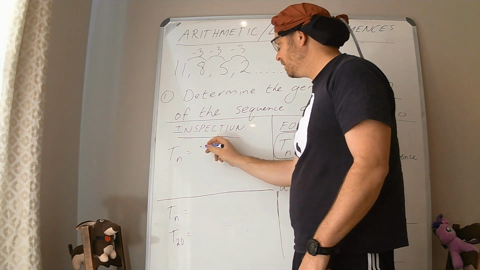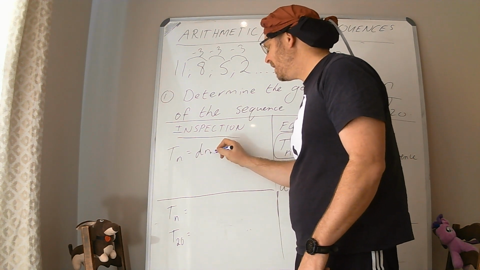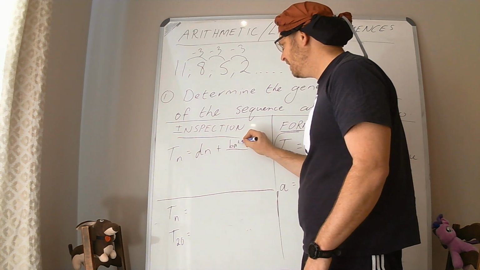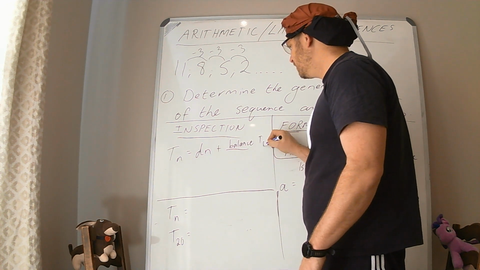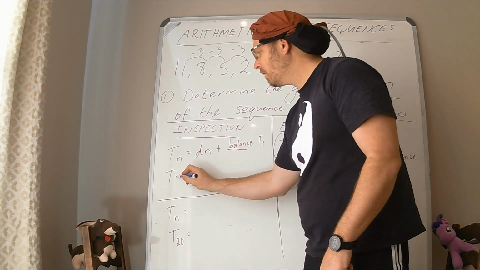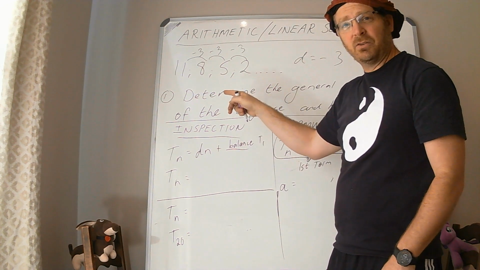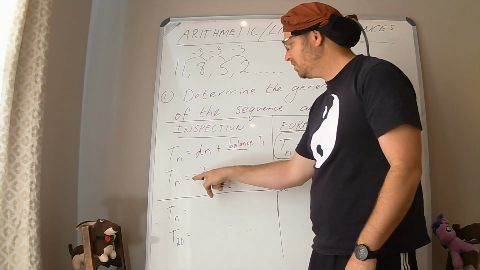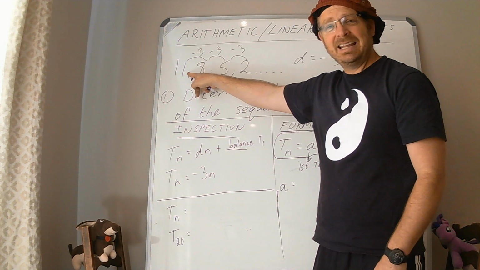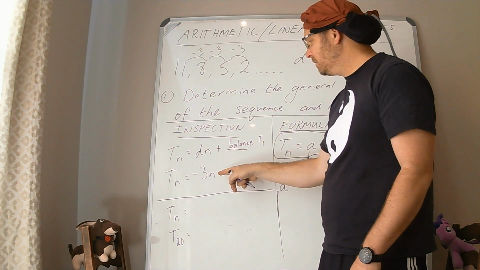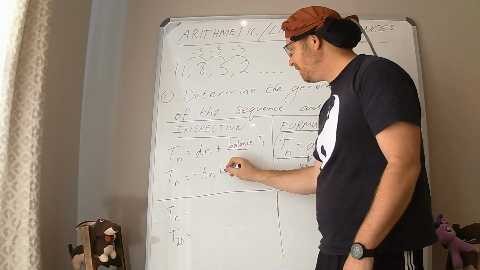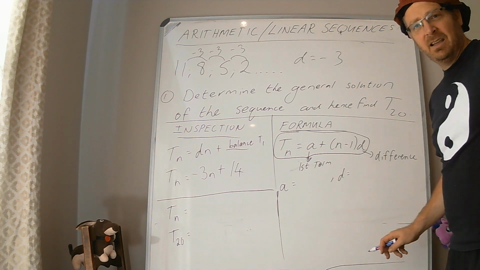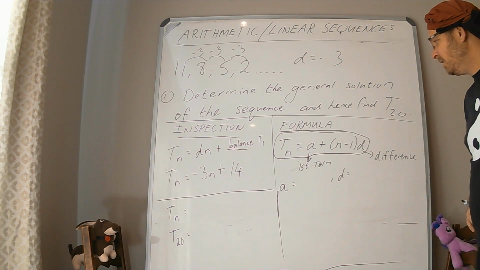Well, I'm taking away 3, so my difference is negative 3. So in this method with inspection, you're going to go term n is equal to dn, so always the difference times n, plus, and the way I think about it is that you balance according to term 1. Your difference is negative 3, so it's going to be negative 3n. Now, if I balance according to term 1, the moment term 1 would be negative 3. But what should it be? It should be equal to 11. So what I have to do to negative 3 to get to 11, I have to add 14. So your general sequence is term n is equal to negative 3n plus 14.